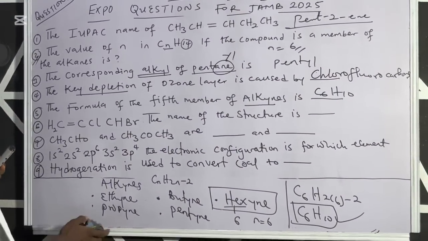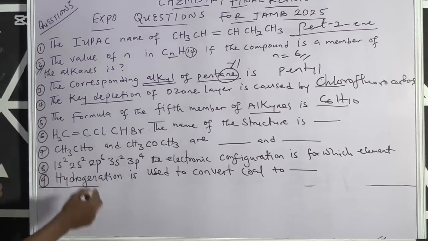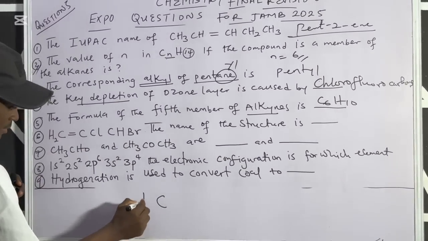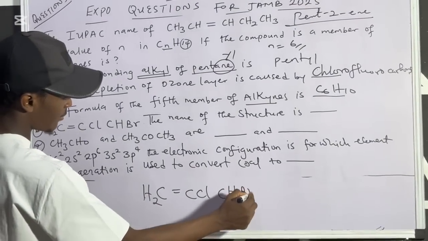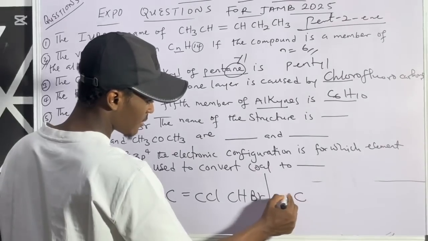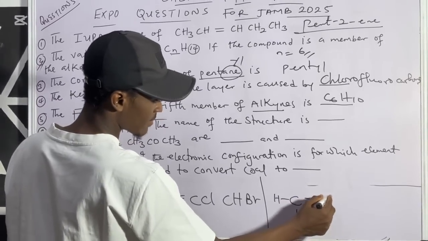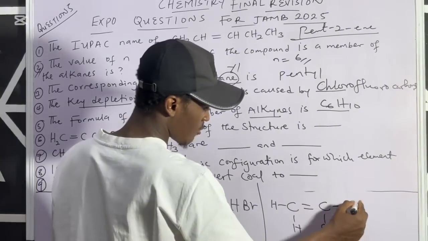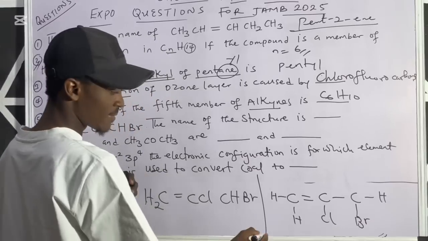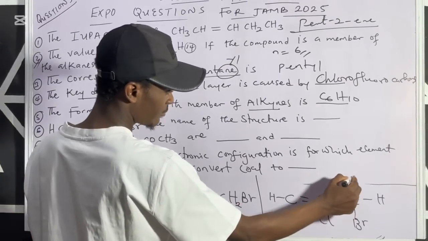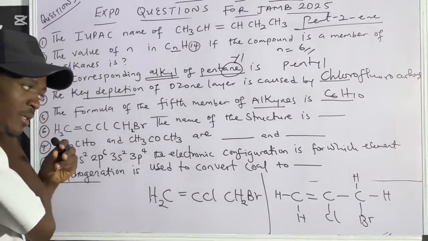Then question 6. We are given the IUPAC name of that same compound now. CH2, then doubly bonded CCl, then CH and Br. This structure can be represented in this pattern. Why I'm representing it like this is just for you to understand easily how you can get the name. I think here is 2. So CH2, then Br.